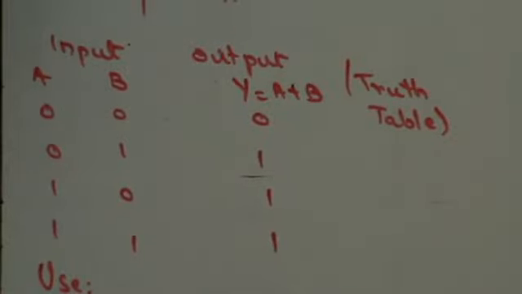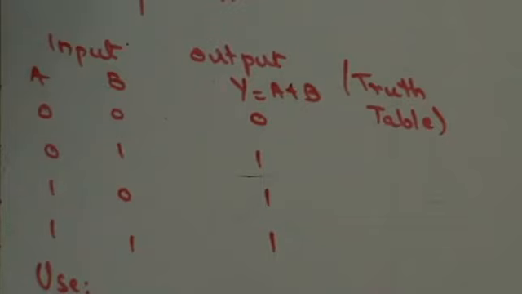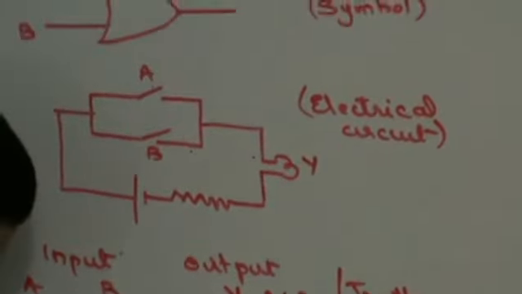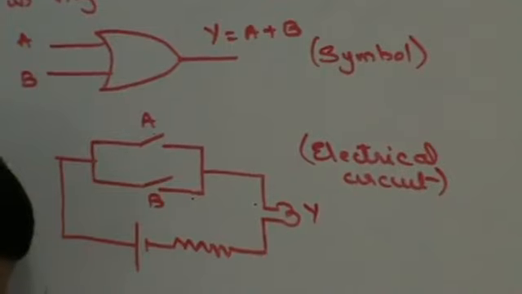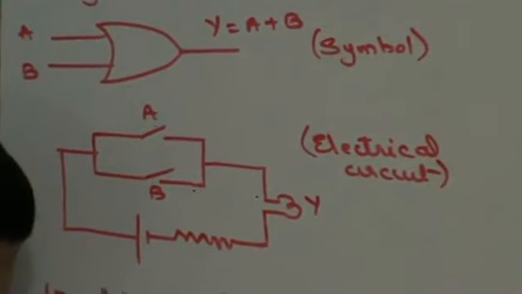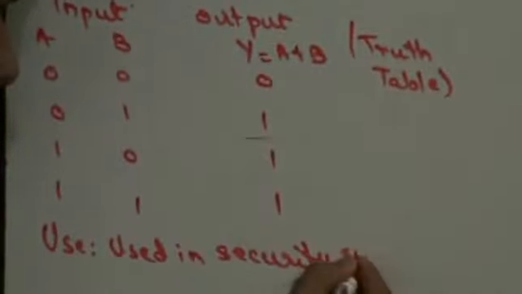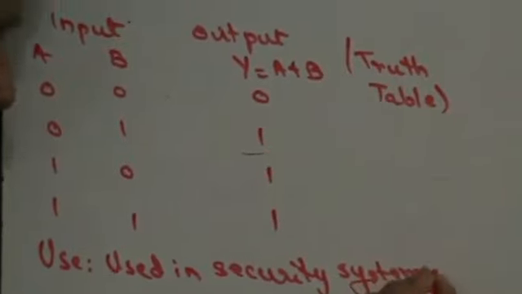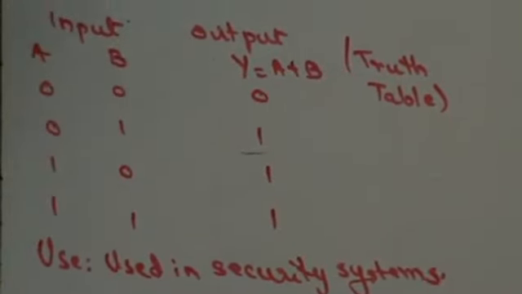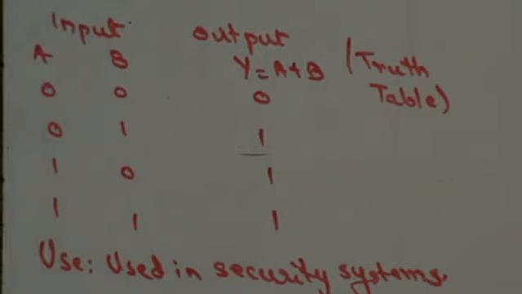It is used in security systems. Fine, do you get this thing here? So that's your use of an OR gate. Next, the next thing that you have is an AND gate.